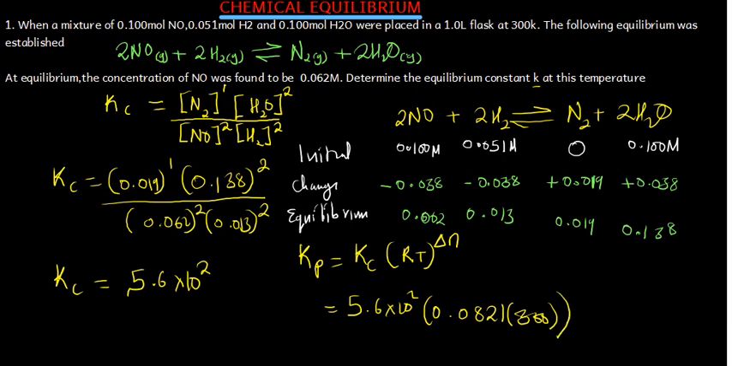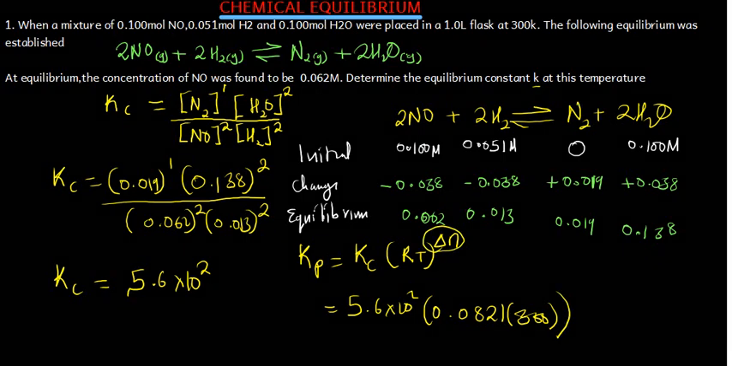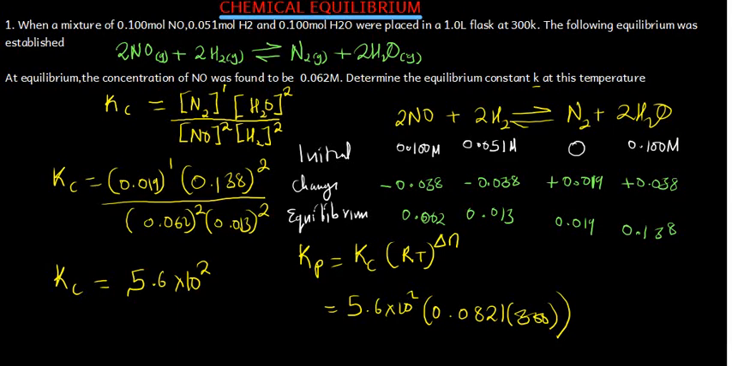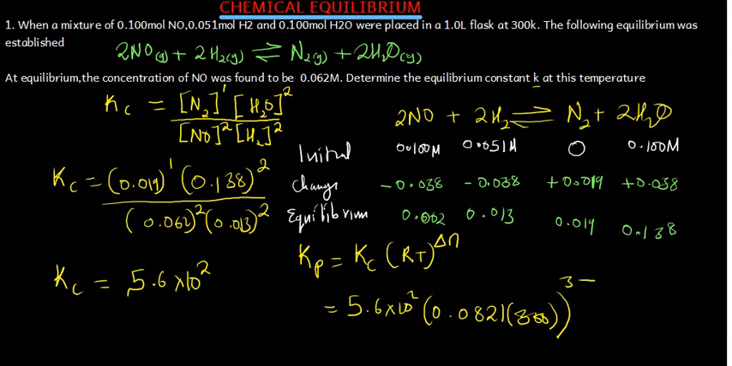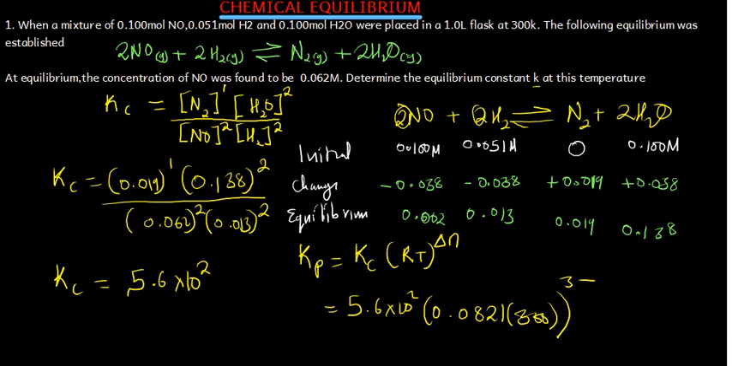And then raised to the delta n, the change in number of moles. So on the products, how many moles do we have? 2 plus 1, that is 3. Minus on the reactants, how many moles? 2 plus 2, that is 4. So this is actually a negative 1, right? So that is 0.0821 multiplied by 300 inside there, and then raised to the power negative 1.